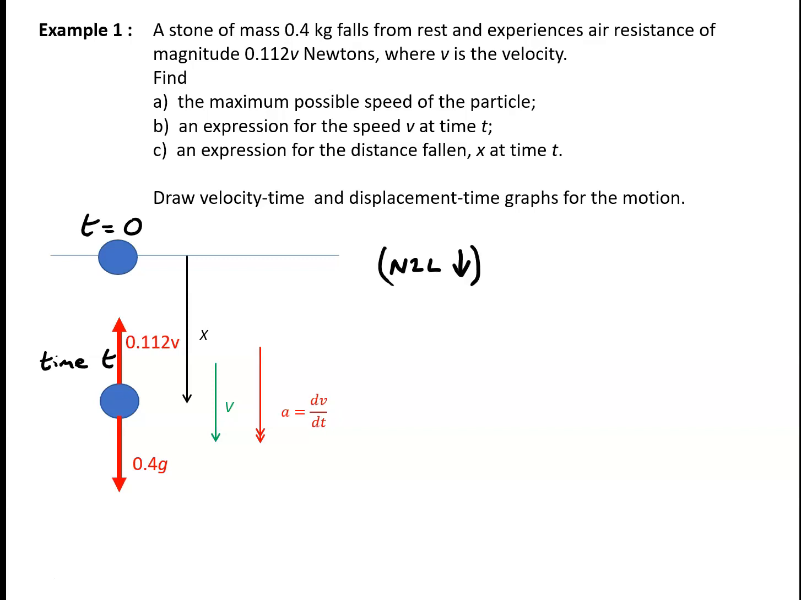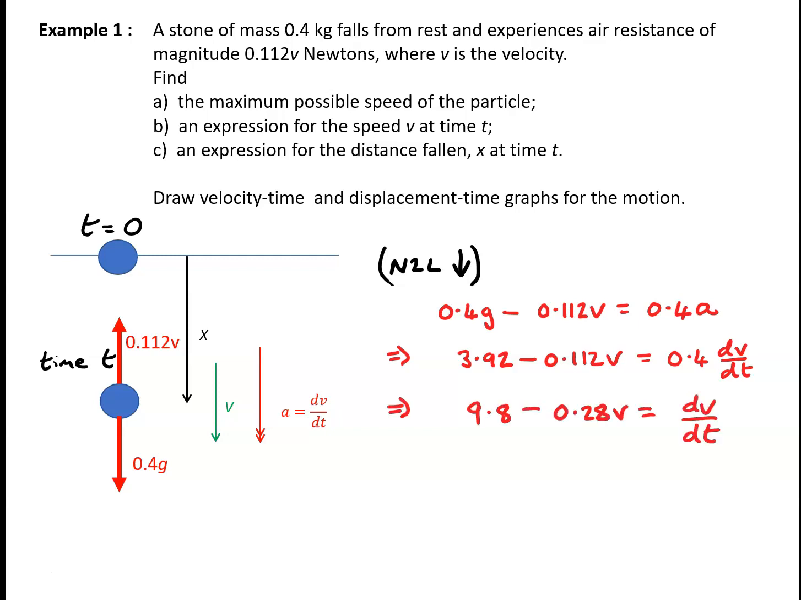So if we apply Newton's second law downwards on the particle, we get 0.4 g minus 0.112 V equals the mass 0.4 times a. In other words, we've got 3.92 minus 0.112 V equals 0.4 dV by dt, or dividing through by 0.4, we've got 9.8 minus 0.28 V equals dV by dt. And this is going to be a basic equation that we're going to use both for part A and for part B.